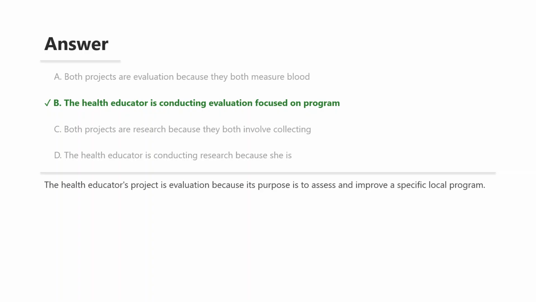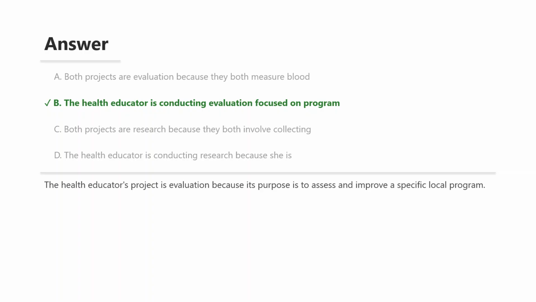The correct answer is B. The Health Educators Project is evaluation because its purpose is to assess and improve a specific local program. The University Colleagues Project is research because it tests a program model across multiple sites to produce generalizable findings for publication. The key distinction is purpose and generalizability, not the type of data collected. Both projects collect health data, but their intent differs fundamentally.